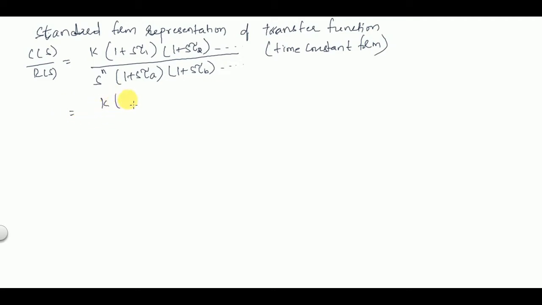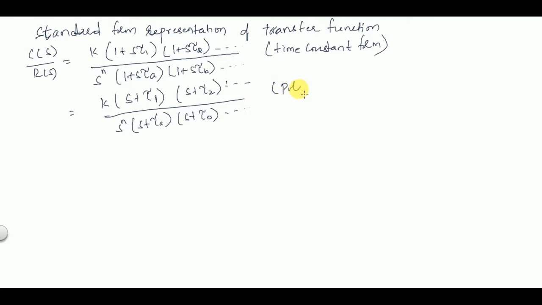k into (s plus tau 1)(s plus tau 2), and so on, divided by s power n into (s plus tau a)(s plus tau b), and so on. This is called the pole zero form.